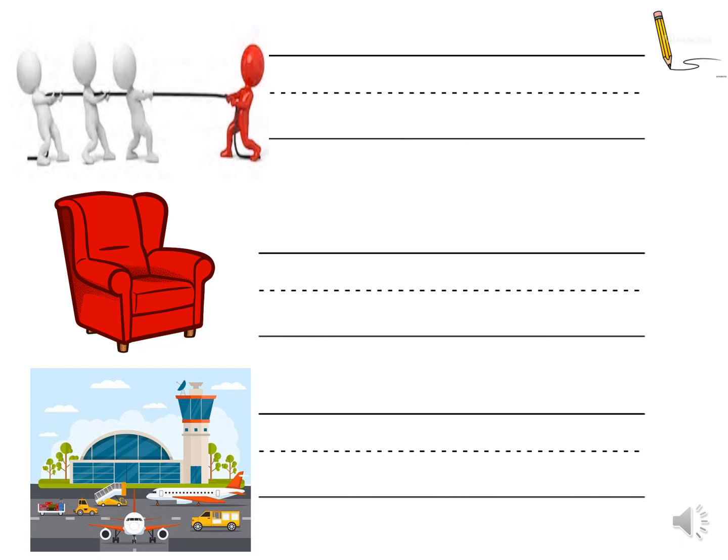We have 3 air words to write. At the top, they are playing tug of war. There are 3 people on one team and only 1 on the other. That is very unfair. Can you write the word unfair?